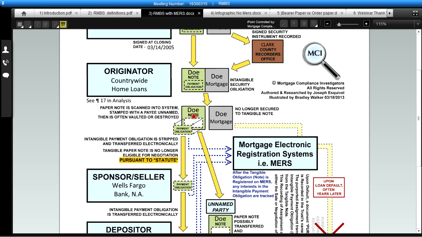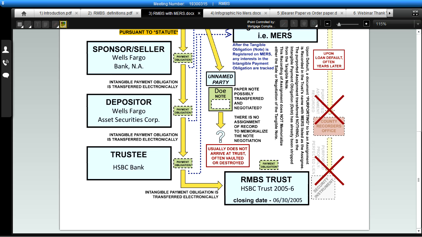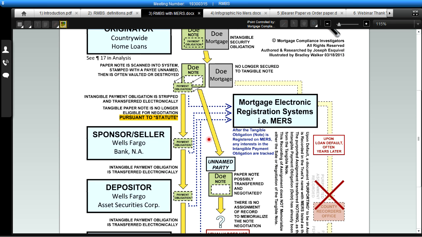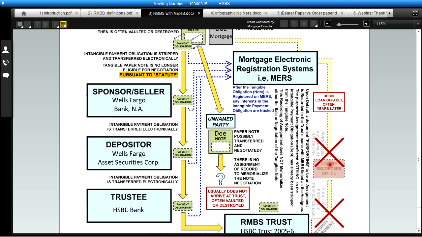That doesn't happen. What happens is, usually upon default, 10 years, 20 years later, whatever the year is, they purport to do an assignment with a document that purports to be an assignment. But the reality is that many, many times these documents are ineligible to be recorded as assignments.